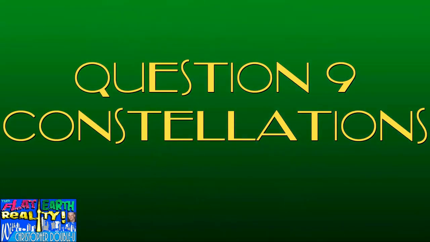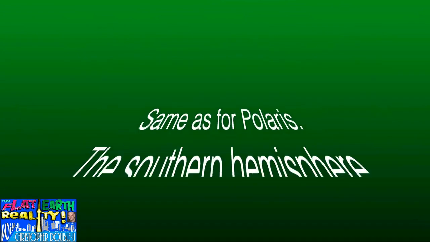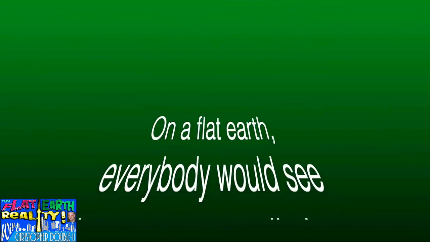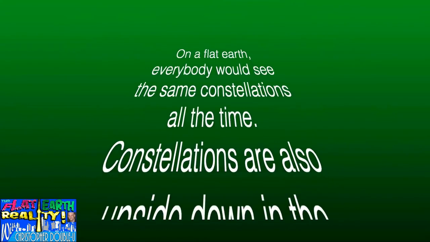Question 9. Constellations. Same as Polaris, the southern hemisphere has different constellations than the northern. On the flat Earth, everybody would see the same constellations all the time.